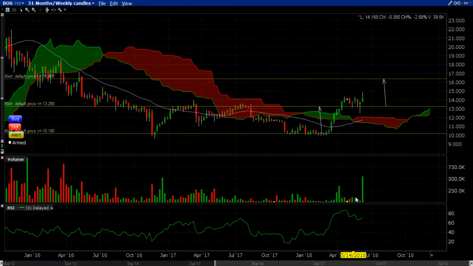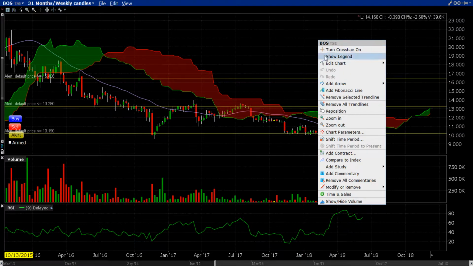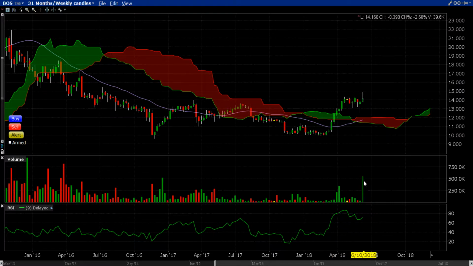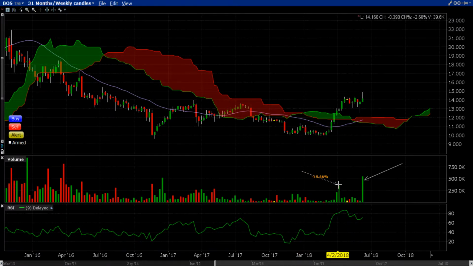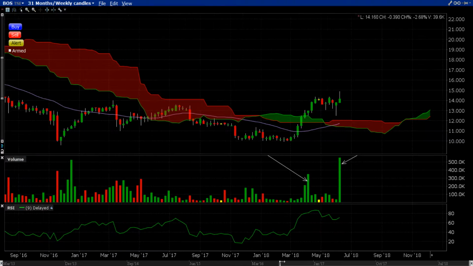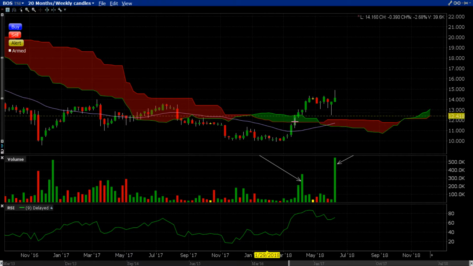Patrick, what are you looking at? What's the first thing you look at? The first thing I look at is volume candles. And that's the beauty of stocks and stage analysis. These two candles here. Look at the volume. And then reverse engineer.